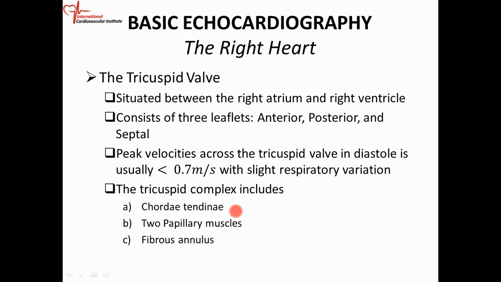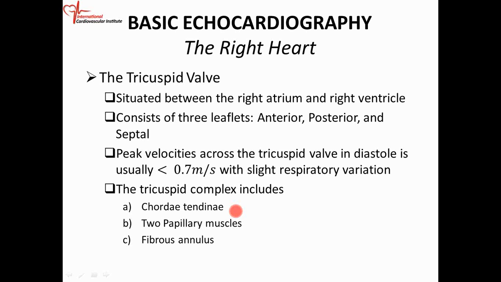Not only that, you tend to get respiratory variation. So if they give you something in the exam with lower velocities, and you see variation in the height, it's more than likely on the right side. So you get respiratory variation.